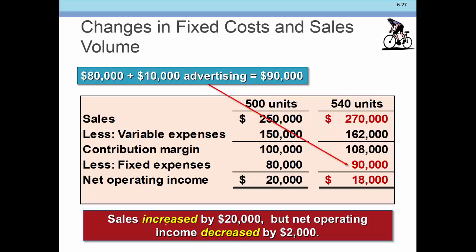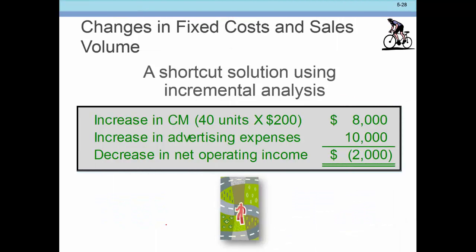If I wanted to be even quicker about this, I could just use the contribution margin to figure it out. If I sell 40 more bikes and my contribution margin is $200 per unit, that means I'm going to have an increase in my contribution margin of $8,000, right? $200 per bike, 40 bikes, right? And if I'm going to increase my advertising budget by $10,000, I can quickly see this is not a good idea because my increase in fixed cost is going to eat up my increase in contribution margin, isn't it? So you could do a faster analysis that way.